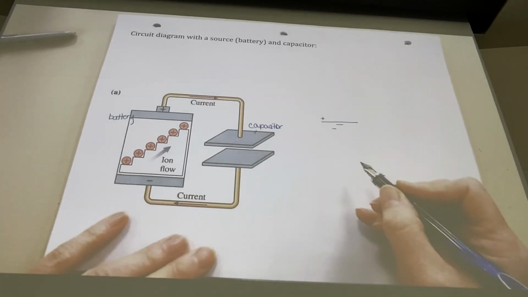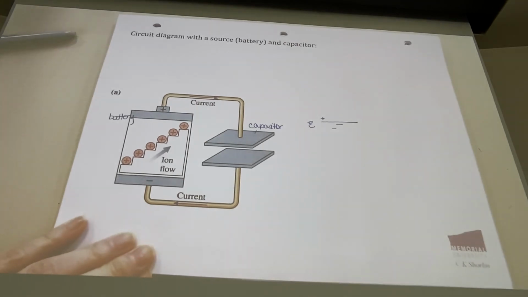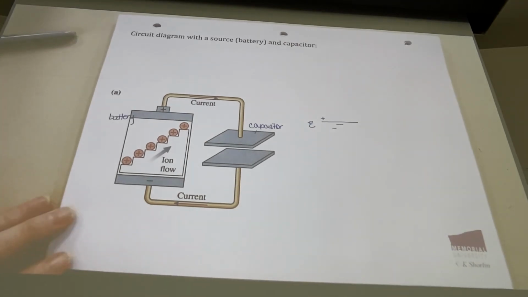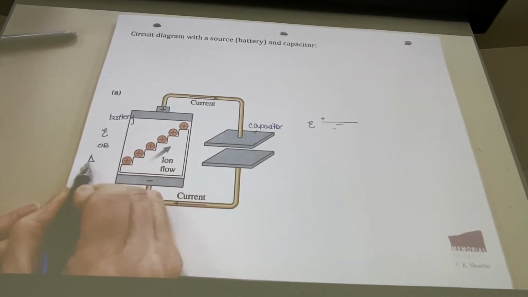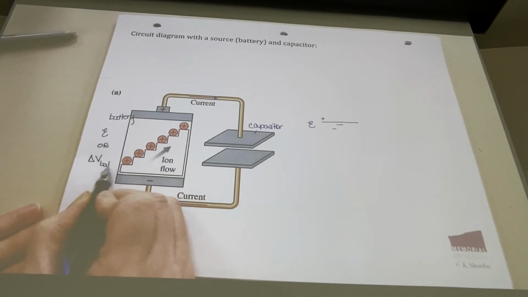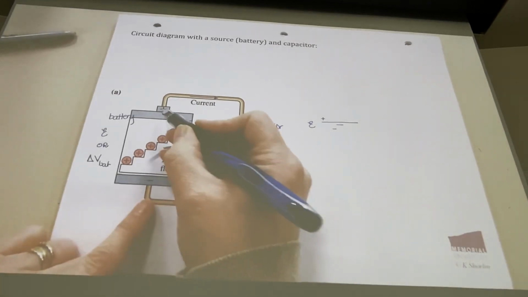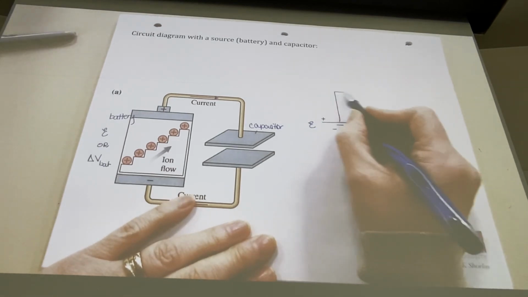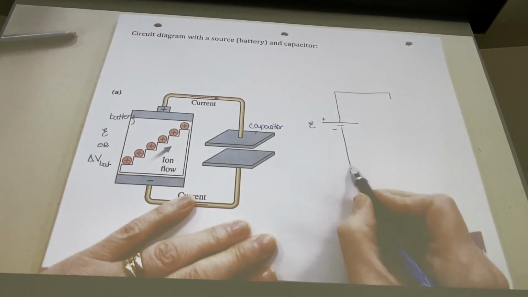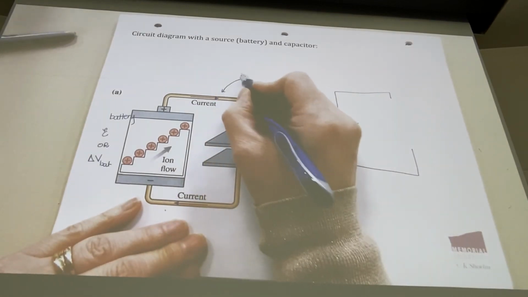Then we say that the battery has a potential. Pretty often we call it epsilon, that's really common. The other one you might see would be delta V, sometimes with a subscript like delta V_bat for battery. So either epsilon or delta V means the potential of that source. Then we connect it to some ideal wires. Ideal wires are just straight lines, either the top and bottom.